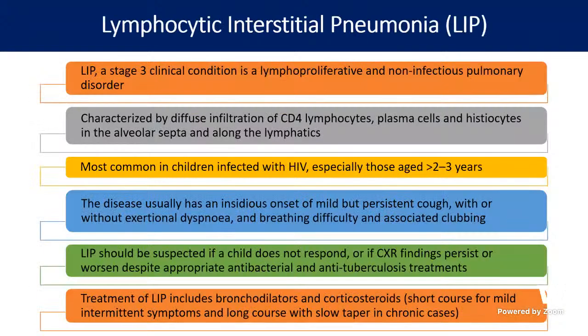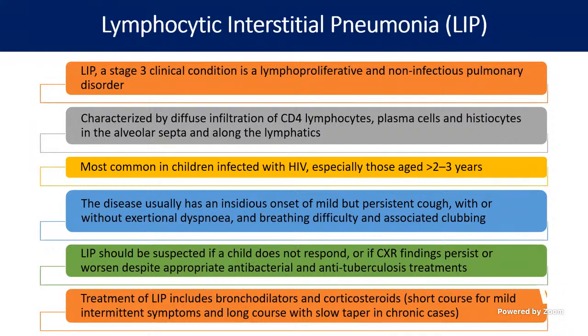The next infection they mentioned was lymphocytic interstitial pneumonia, that is called LIP. Okay, so this is also stage 3. This stage 3 clinical condition is a lymphoproliferative disease, but it is a non-infectious disease. But remember one thing, that it can be coincidentally present along with bronchiectasis also. So at a time the child may have bronchiectasis, and at the same time the child may have LIP also. This is very, very common in HIV children. So what happens, why is it there?